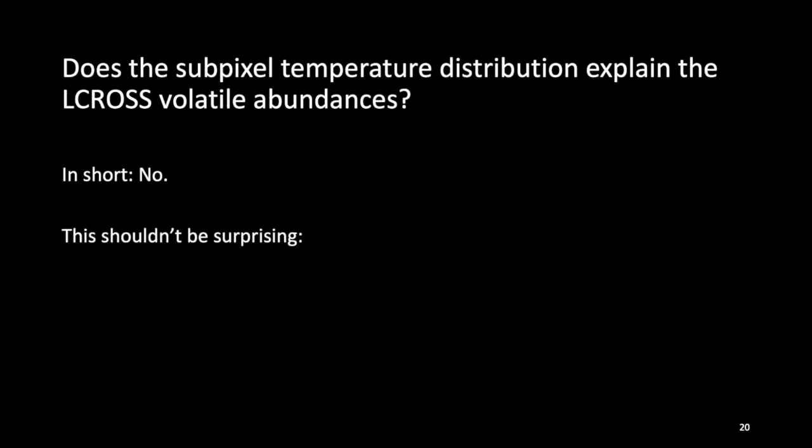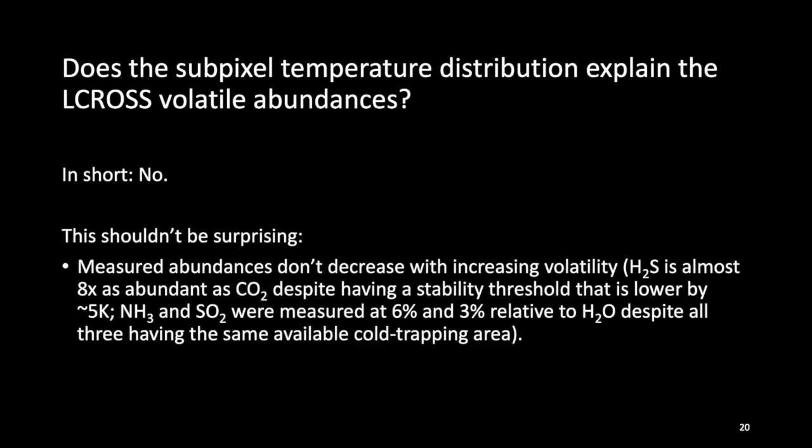But this shouldn't be too surprising for several reasons. First, the abundances measured in the LCROSS impact plume don't decrease with increasing volatility. For example, H2S is almost 8 times as abundant as CO2 despite having a stability threshold that is lower by about 5 Kelvin. Additionally, NH3 and SO2 were measured at concentrations of 6% and 3% relative to H2O, despite all three having the same available cold trapping area.